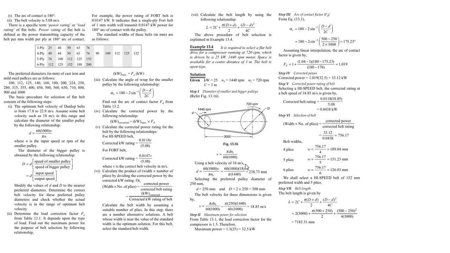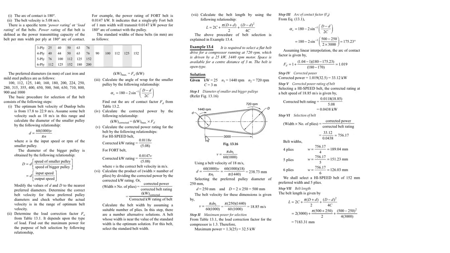This one is the numerical where it is required to select a belt drive for a compressor running at 720 RPM, which is driven by a 25 kilowatt, 1440 RPM motor. Space is available for a center distance of 3 meters. The belt is open type. Here we are given the data: an open type system is used, having center distance of 3 meters. The speed of the pulley is N is equal to 1440 RPM. Maximum power transmitting capacity is 25 kilowatt and speed is 720 RPM. N1 is 1440 and N2 is 720.